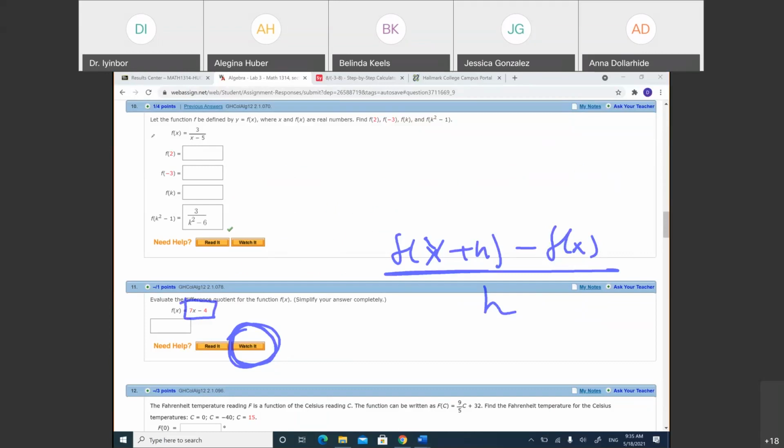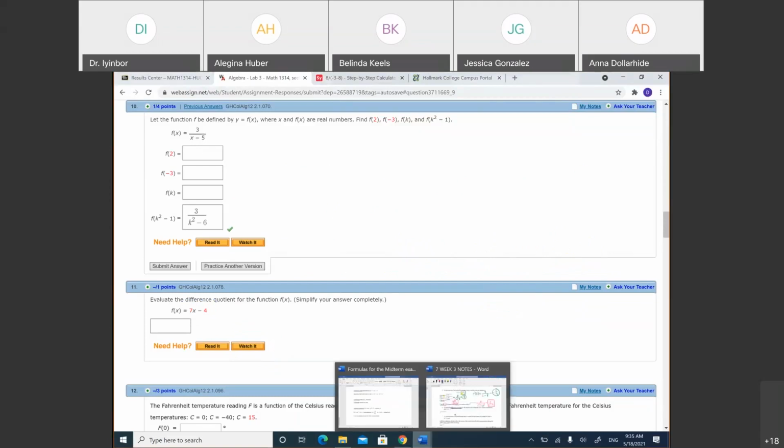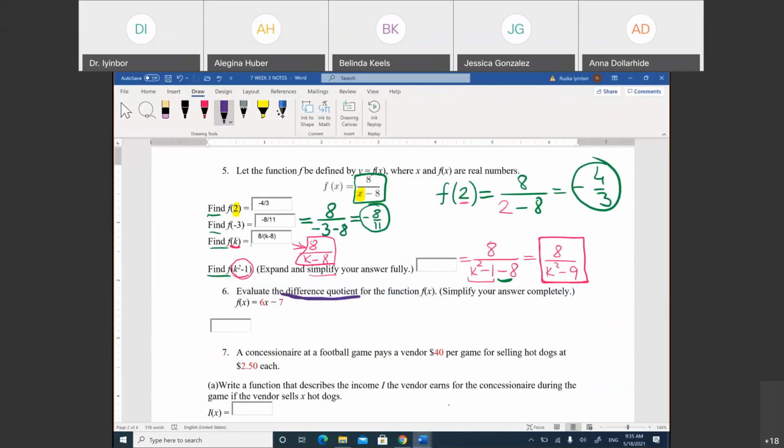Okay? But I'm going to show you a shortcut. If you want to follow the formula, you can use that. But the shortcut is for a function like this, which is a linear function. The difference quotient is the same as the slope. So can you tell me what is the slope of 6x minus 7?